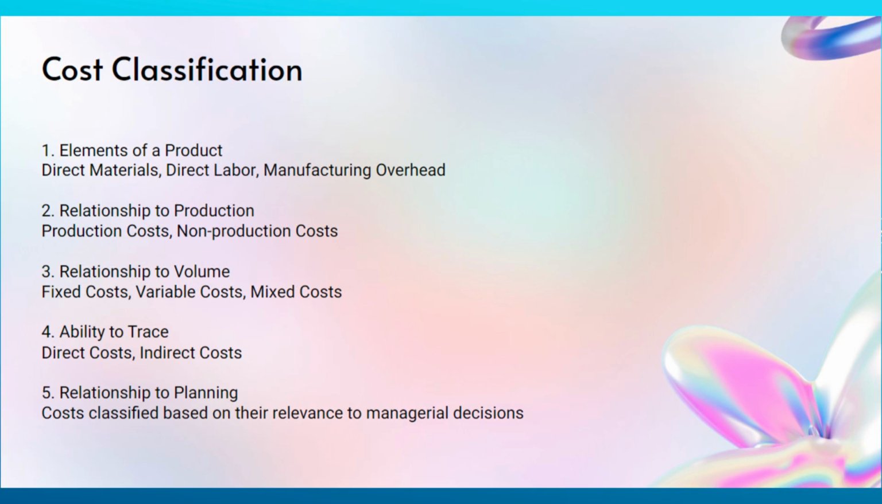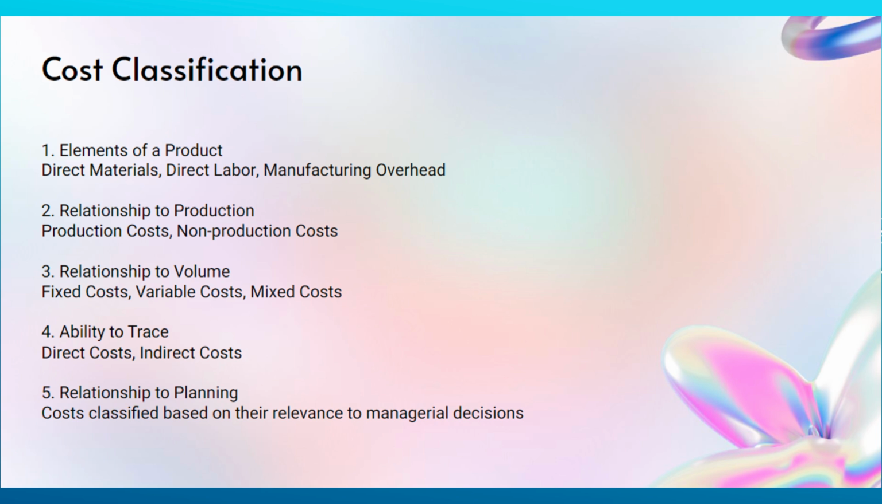Number one, elements of a product. Under elements of a product, we have direct materials, direct labor, and manufacturing overhead. Direct materials are raw materials that can be easily or directly traced to the product. Direct labor is wages for workers directly involved in production. Manufacturing overhead are indirect costs associated with production.